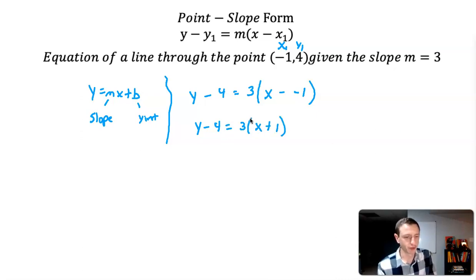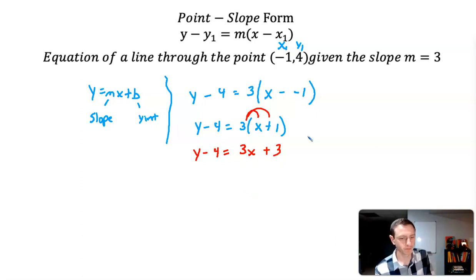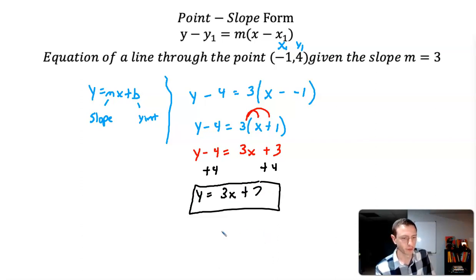And now it's just solving for y. I'm going to distribute the 3. y minus 4 equals 3 times x, which is 3x, and then 3 times 1 is 3. And then we just solve for y. I'm going to add 4 over, add 4, and I get y equals 3x plus 7. So there's our slope-intercept equation.